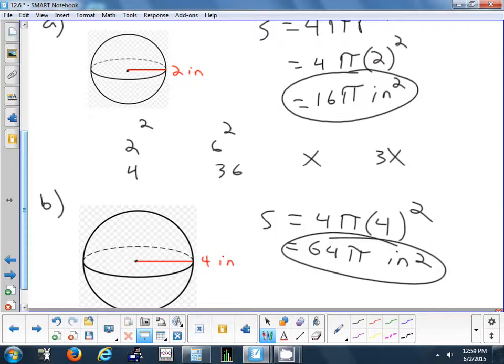All right. So this is 2. This is 3 times as big. You got to square your radius in the formula. 2 squared is 4. 6 squared is 36. 4 times 9 is 36. So if you triple your radius, it gets 9 times as big.